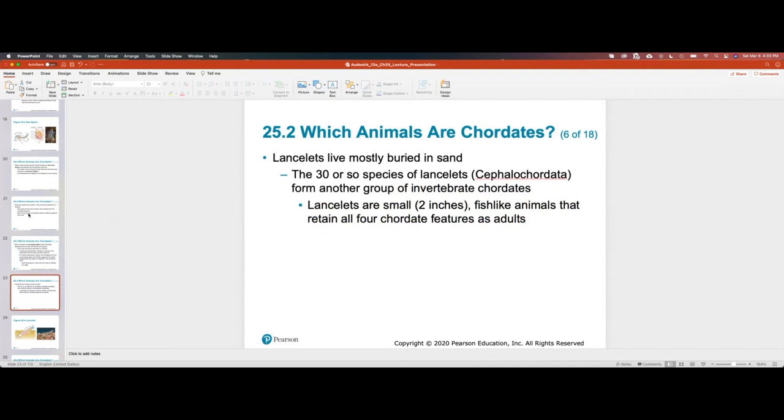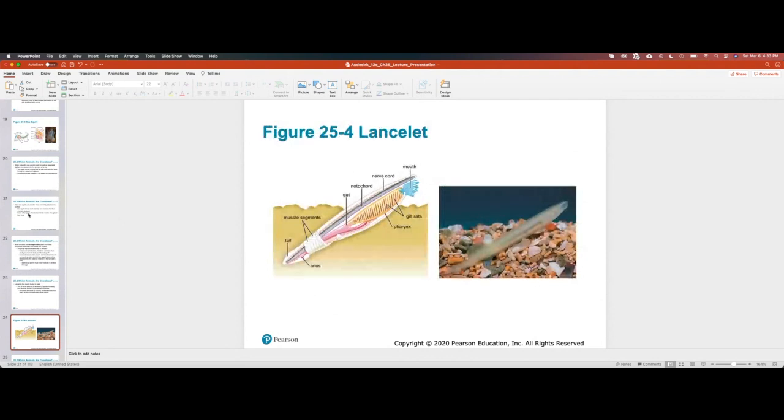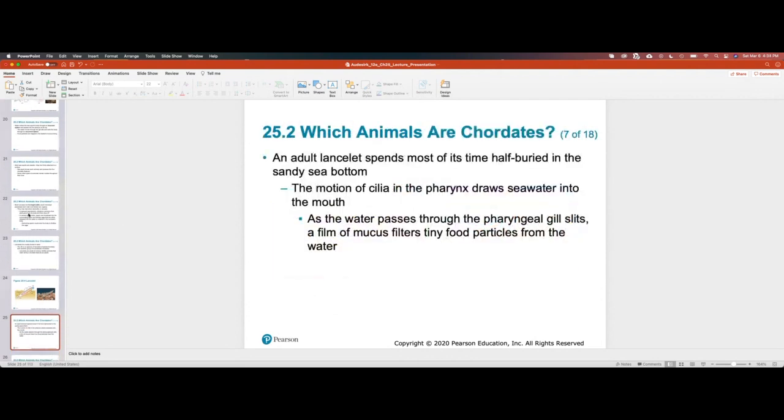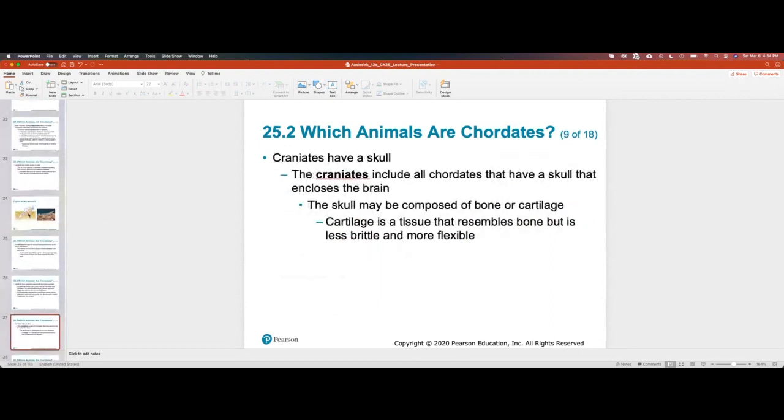So they're really tiny and they're fish-like. And they actually retain all four of those features we just mentioned as an adult. So they're fish-like, but they really aren't fishes. In fact, we'll get into what a fish is in a bit.